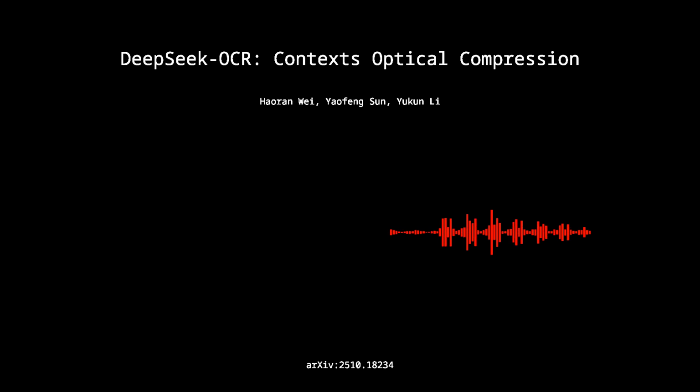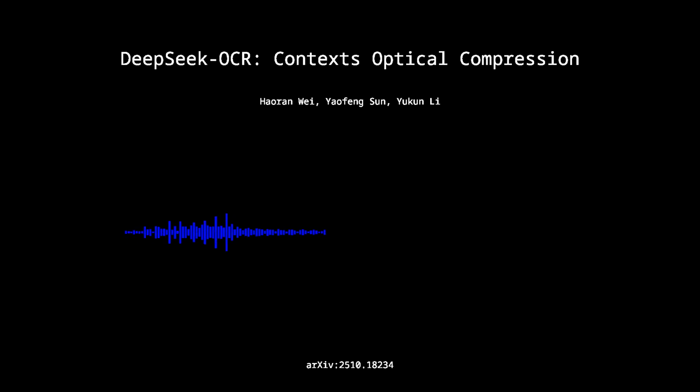How do they handle the input image for these modes? Is it always cropped or resized? Good point. It depends. For the smaller modes, tiny and small, they actually resize the original image down to 512 by 512 or 640 by 640.